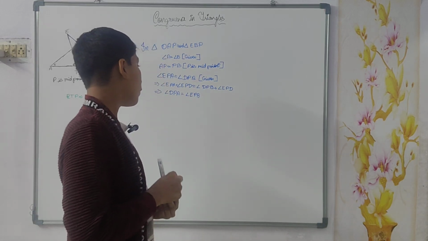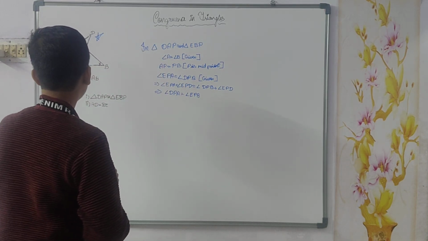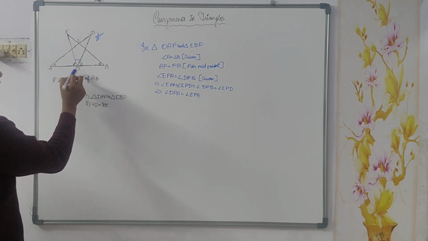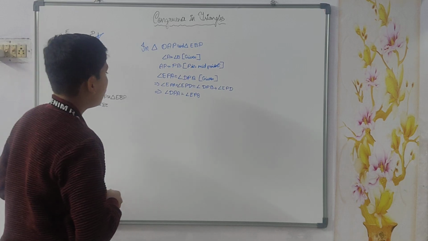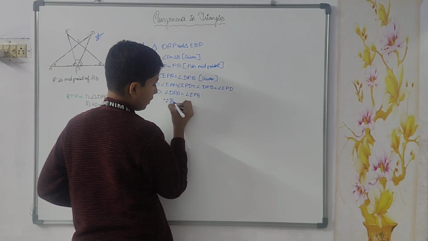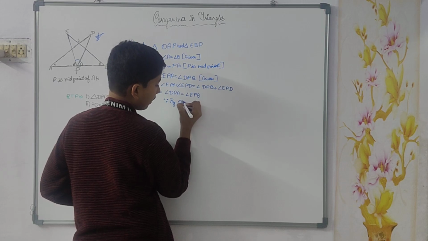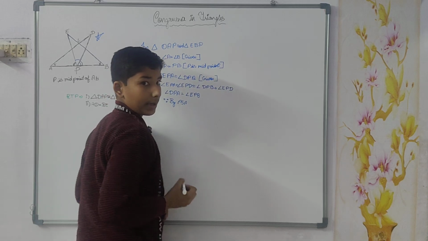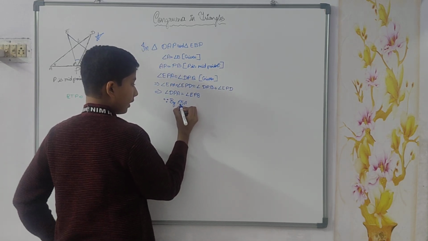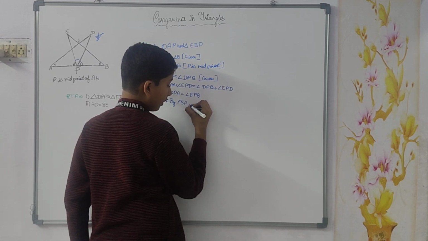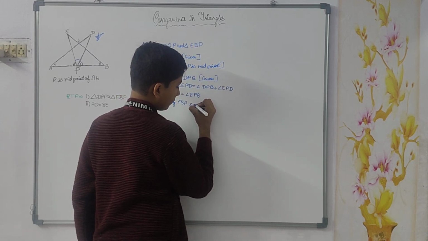Okay. So now there are two angles and one side. So by ASA, a side between two angles, it will be by ASA.